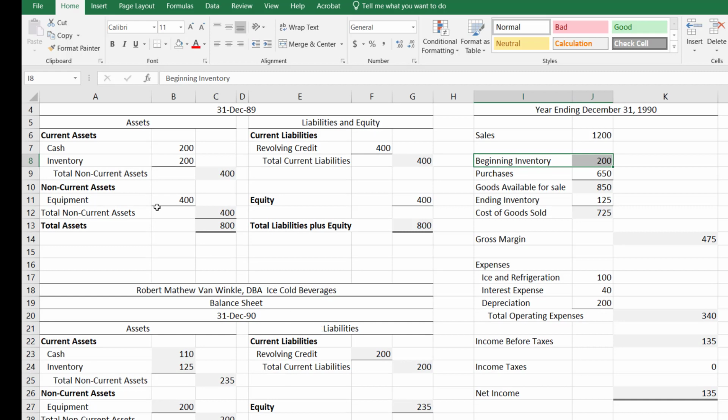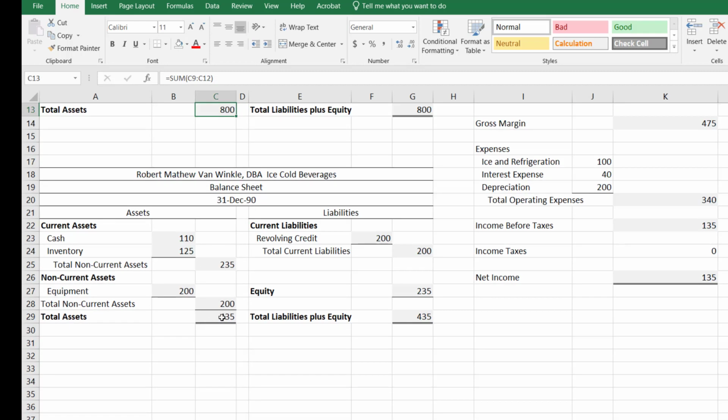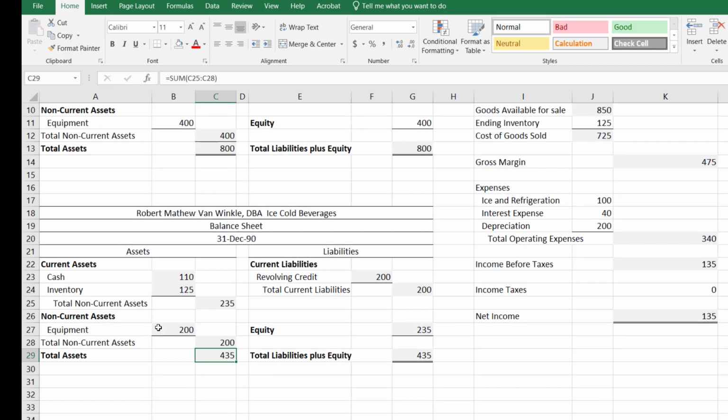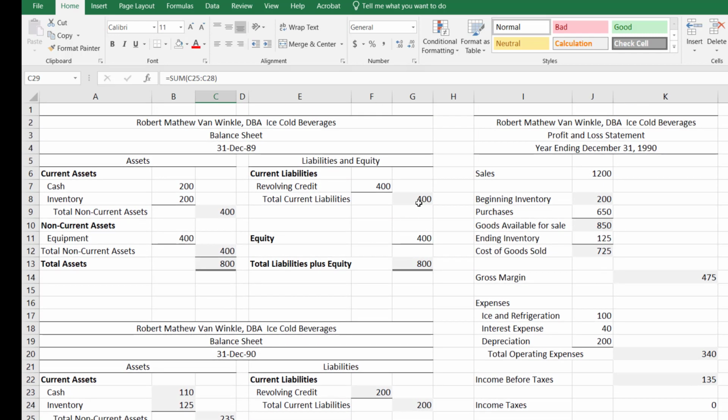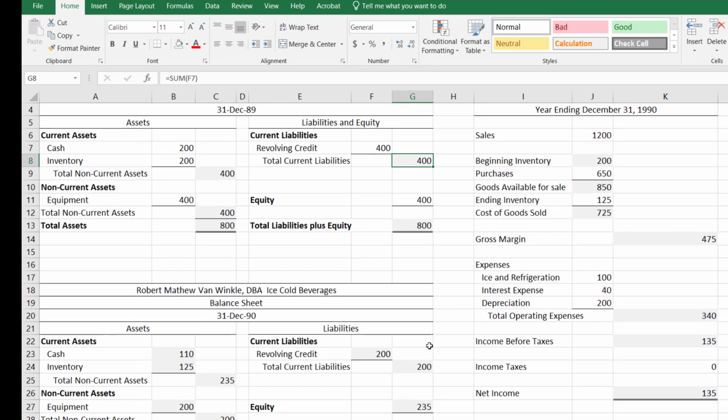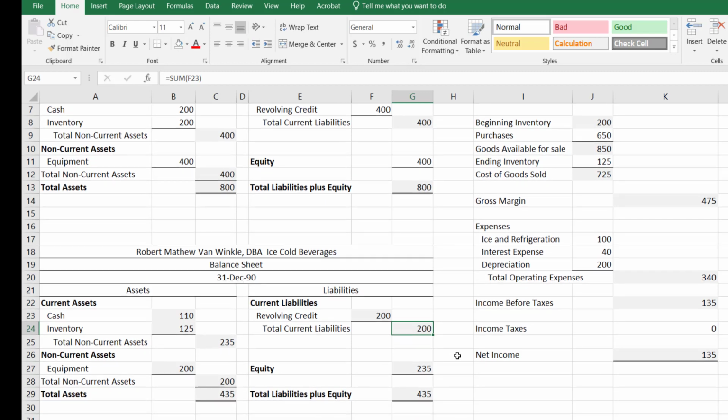So if we take a look at our assets, previously we had $800 worth of assets. Now we have $435 worth of assets. One might argue that that is a bad thing because having assets is good. But at the same time, previously we had $400 in liability. Now we have $200 in liability. Well, less liability is a good thing. And then our equity, we used to have $400, now we have $235. Well, less equity is a bad thing.